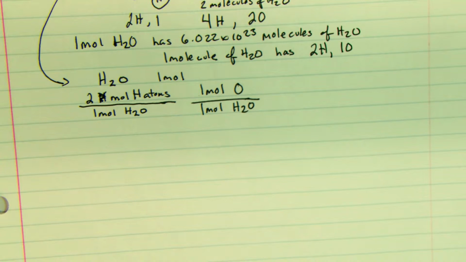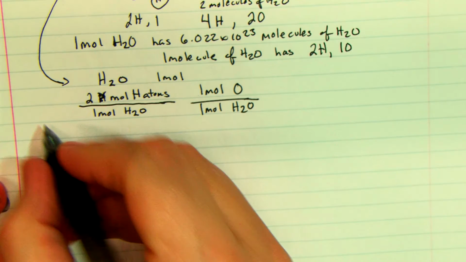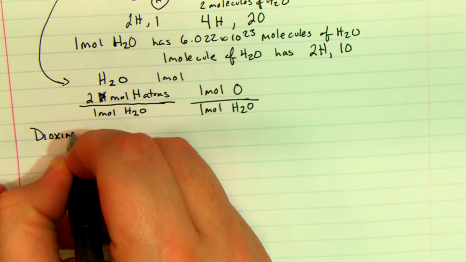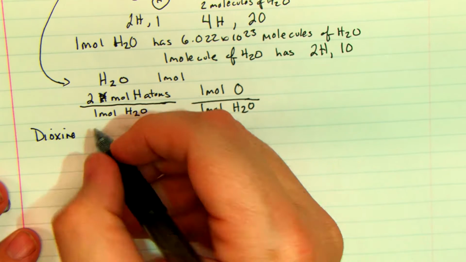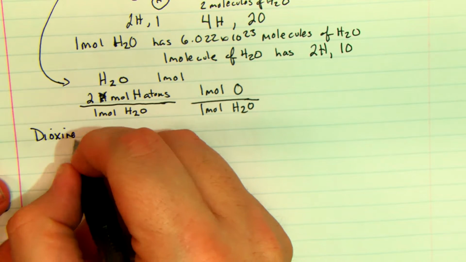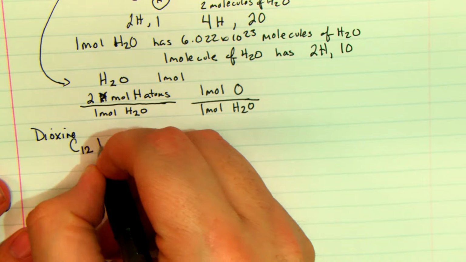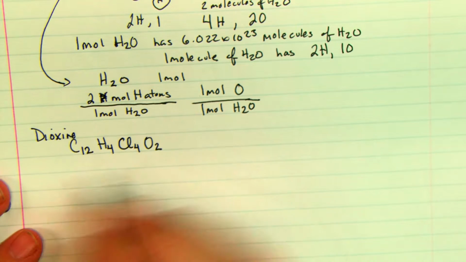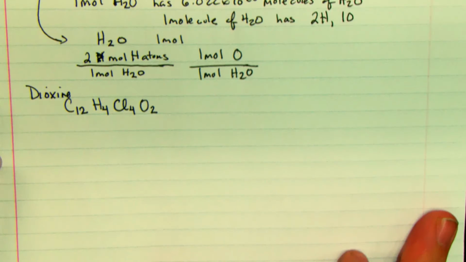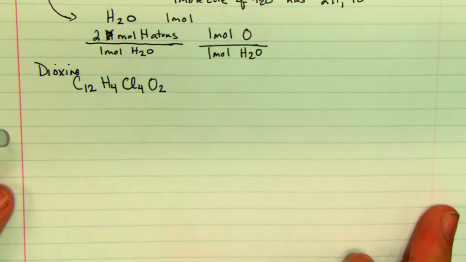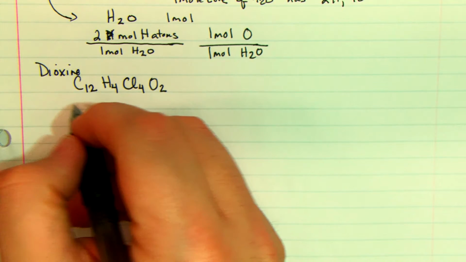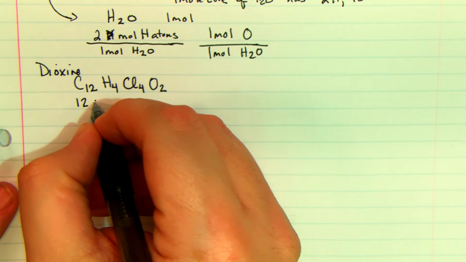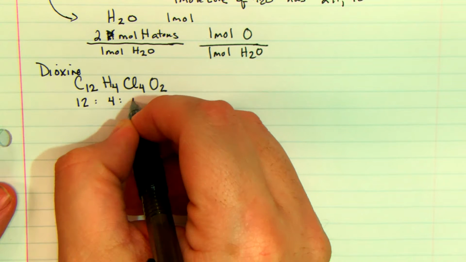Now, there's another one that I really like, because it has a lot of stuff in it. It's dioxin. You don't want to ever play with dioxin. It's a poison. The chemical formula for that is C12H4Cl4O2. So, dioxin, nasty stuff. We don't want to play with this. But, take a look at the ratios here. You have 12 carbons to 4 hydrogens to 4 chlorines to 2 oxygens.